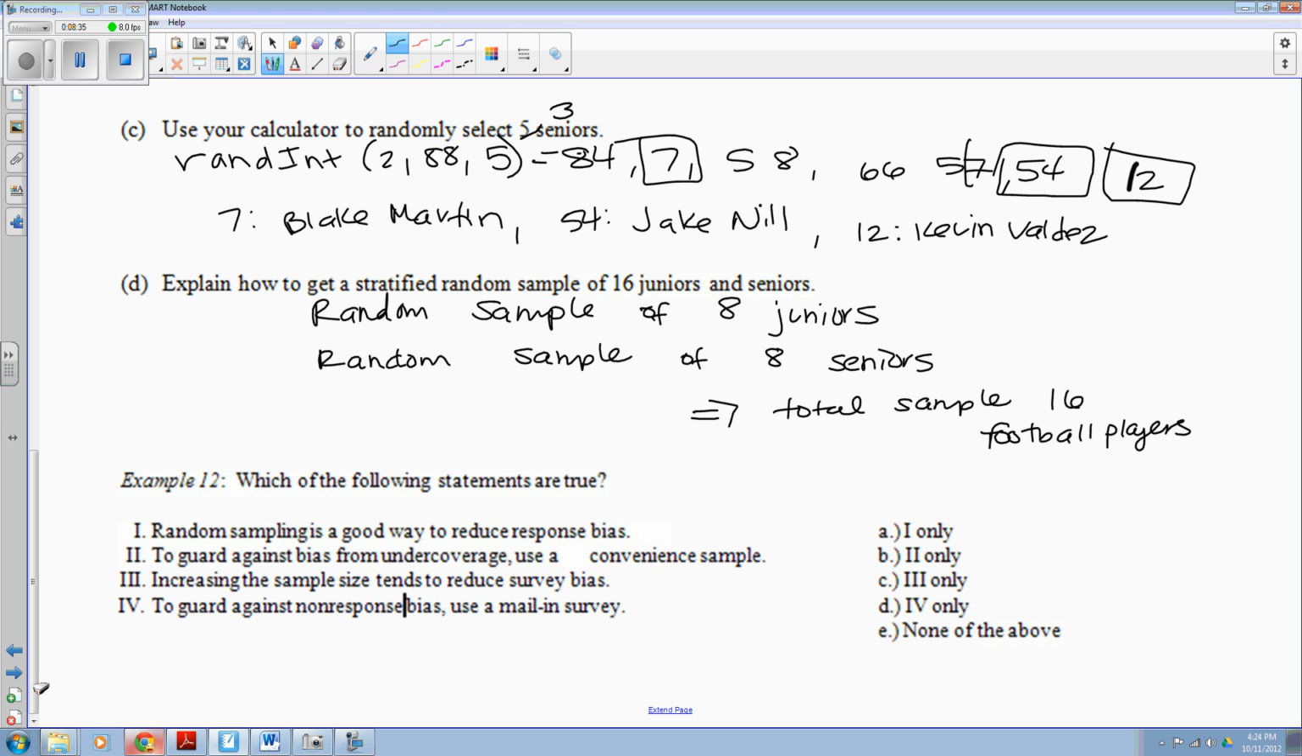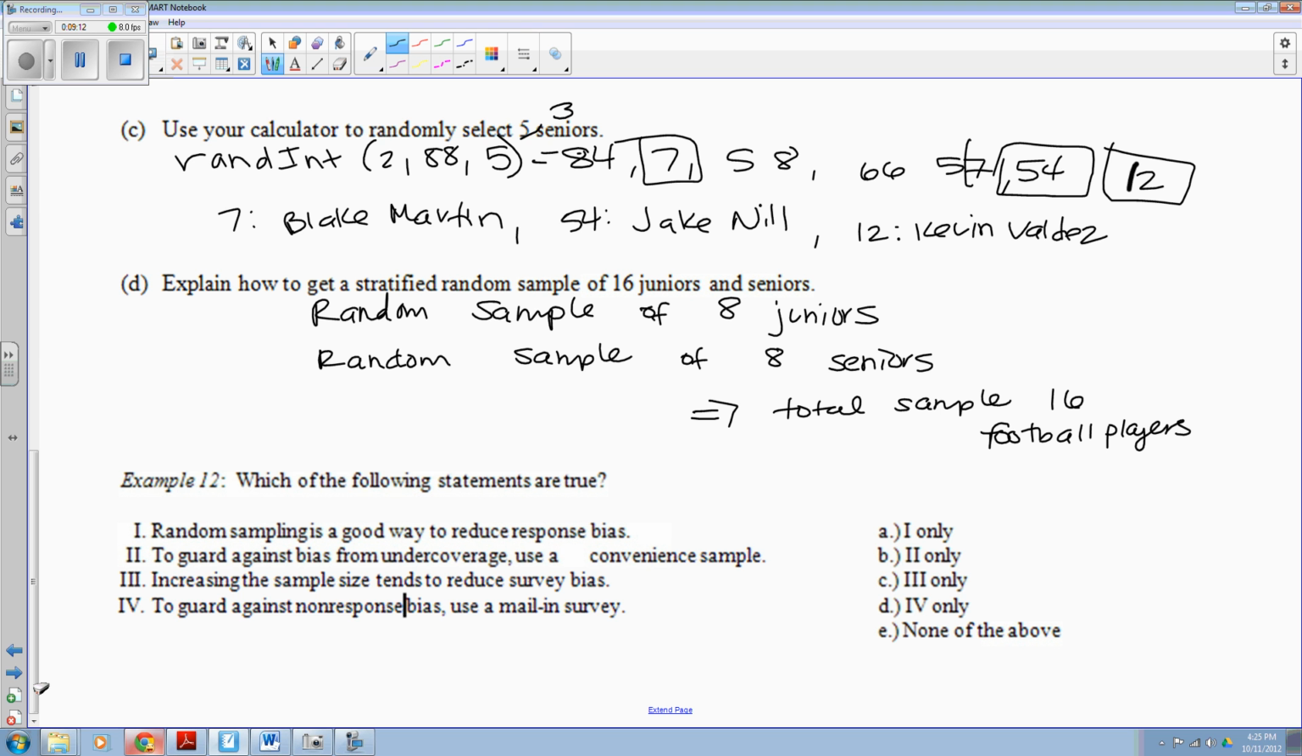Okay, so let's see if we can pick out any that just jump out as things that we can cross off to try to narrow it down. Okay, so let's look at number 2, for example. To guard against bias from undercoverage, use a convenient sample. Okay, so what is a convenient sample? A convenient sample is normally just taking something that's convenient. So the example that we talked about was standing in a shopping mall and asking people about the economy. It's easy to get a large number of people, but it's just a convenient sample.